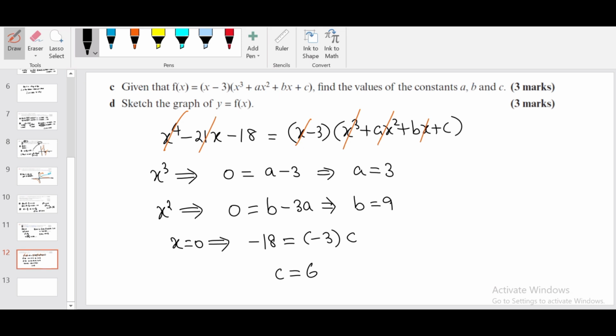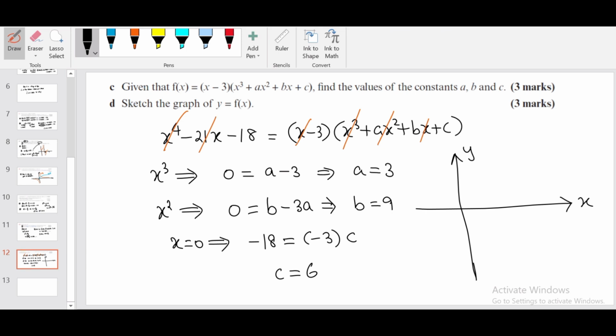Okay. Part D, sketch the graph. Sketching the graph of a function of degree 4 is not in our syllabus. So what you can do, you can just use desmos.com to sketch the function. So I'm just going to show you the function. I'm not going to explain much about this function because there are different types of function with degree 4.